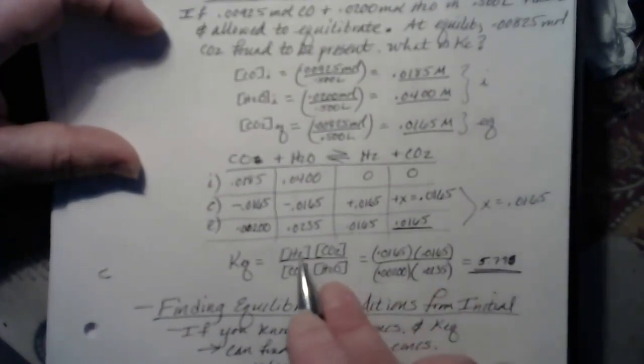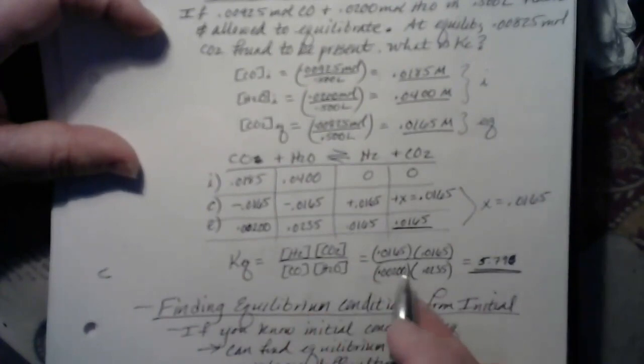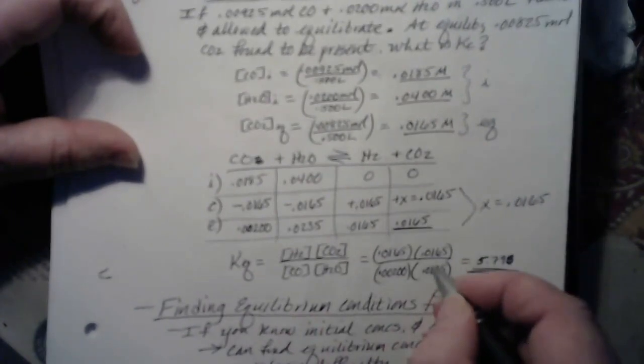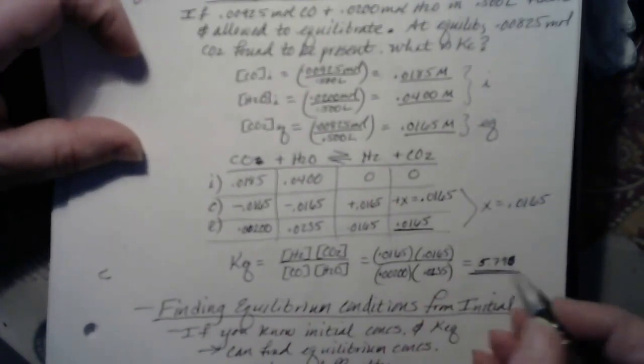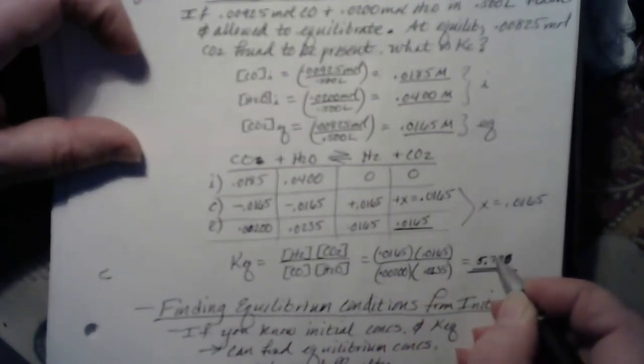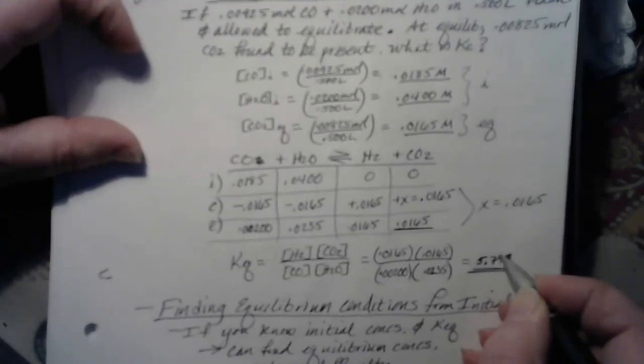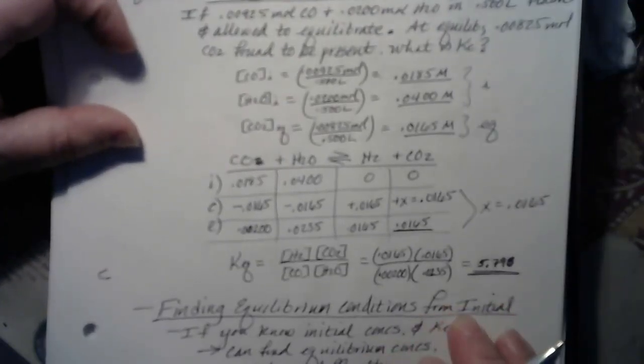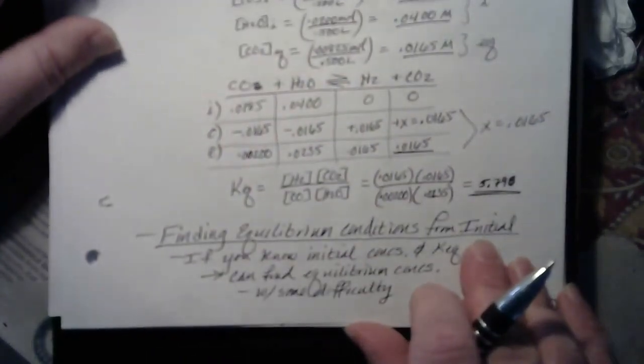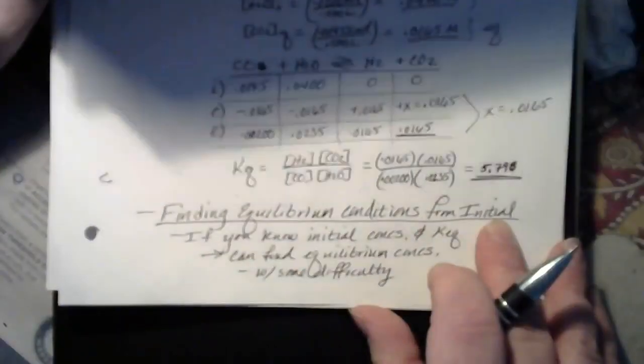And then KEQ is just products over reactants using, again, the equilibrium concentrations. So that's going to be 0.0165 times itself, because H2 and CO2 at equilibrium are the same, divided by 0.002 times 0.0235. And that gives us 5.798 as our KEQ. Okay, so that's not too difficult.